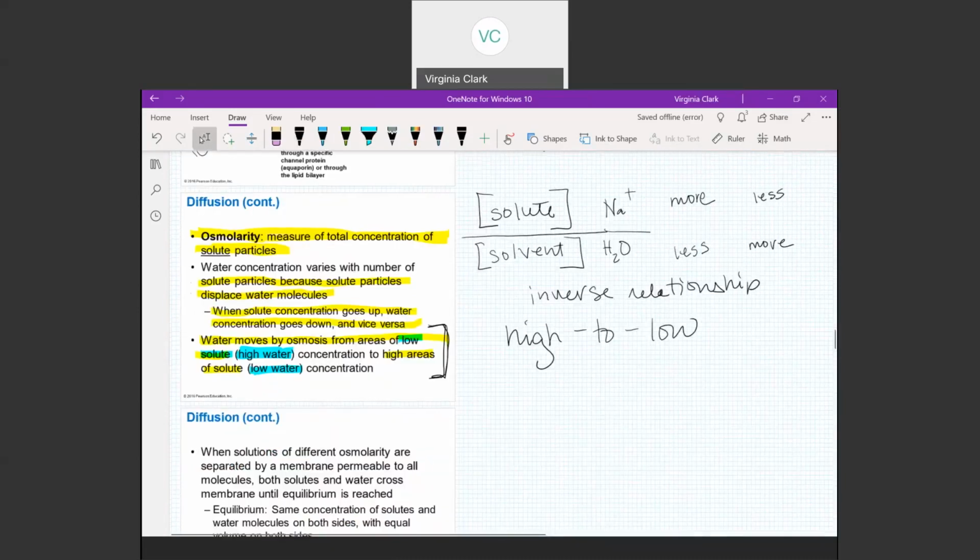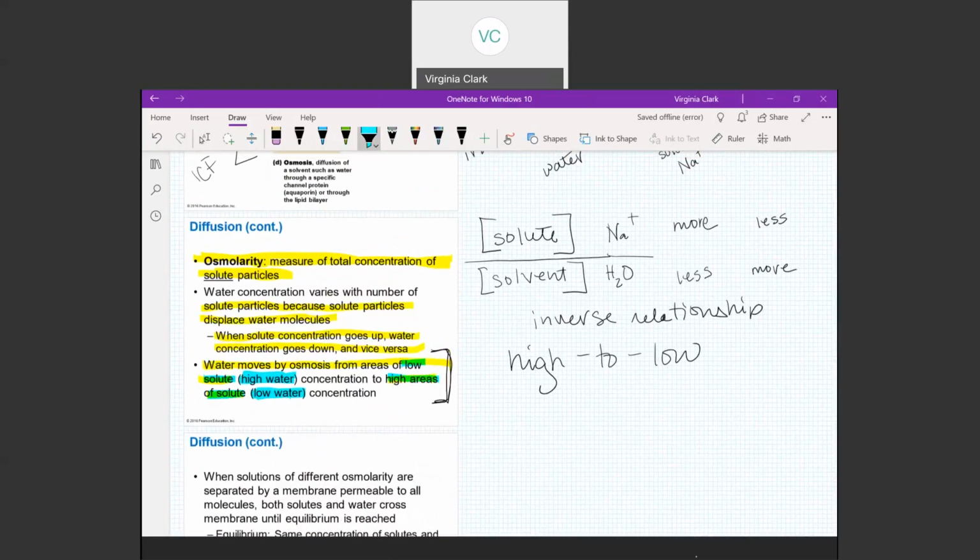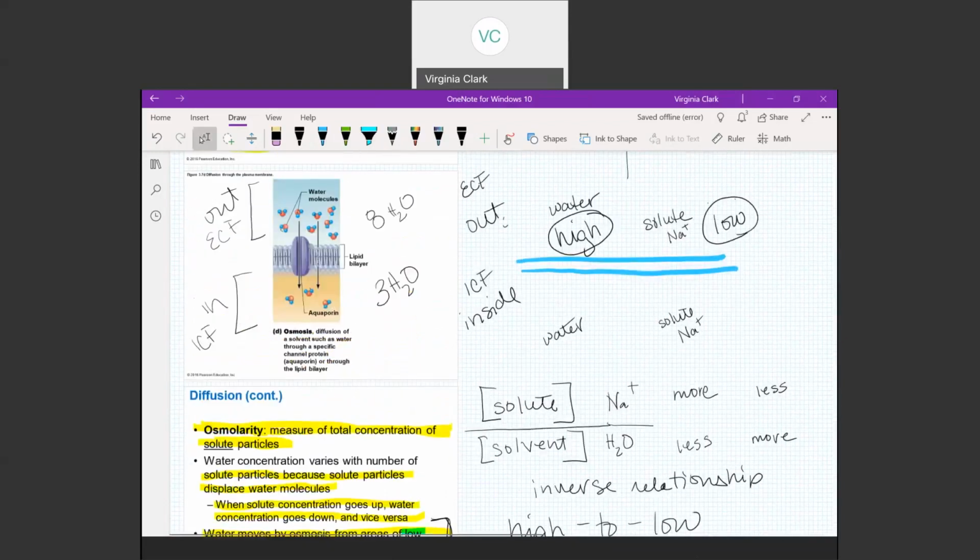Then when we come down here and it says we have areas of low water, it will be an area of high solute. So if we are going to have low water, we are going to have high solute. So outside the cell, the concentration of solute and solvent are going to be opposite. You'll have an inverse relationship between these, and then inside your cell you'll also have an inverse relationship with these guys.